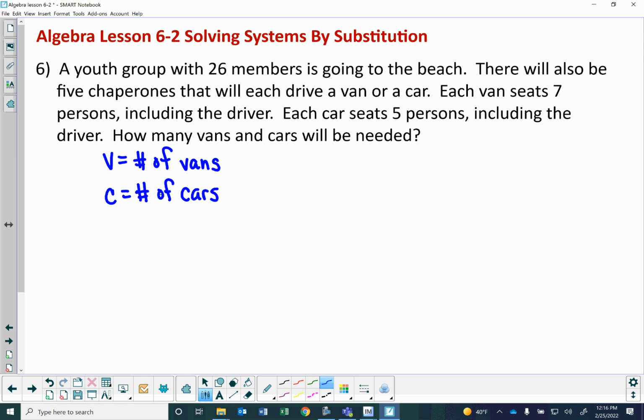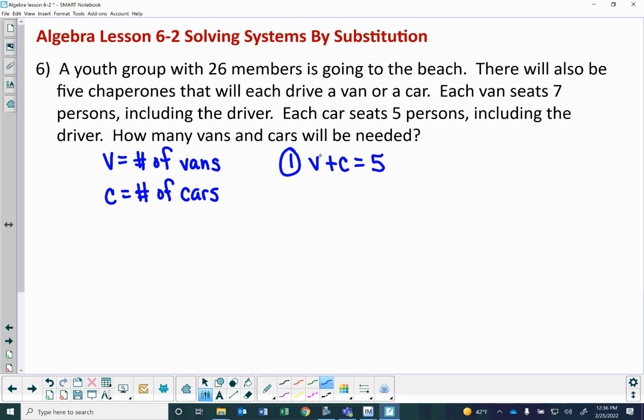Okay. The first thing I'm going to do is I'm going to pay attention to the fact that it says there will also be 5 chaperones. If we pay attention to the sentence that says there will also be 5 chaperones that each will drive a van or a car, that means that helps us to determine one of our equations. We cannot have more than 5 vans or cars total. So the number of vans plus the number of cars has to equal 5. That's one of our equations. So v plus c has to equal 5.